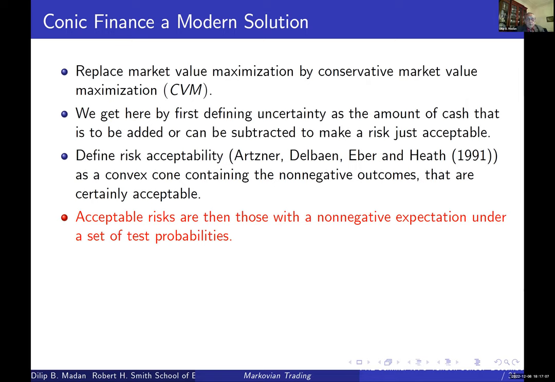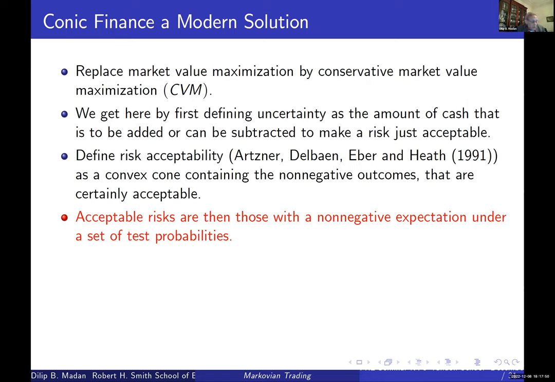And so now, of course, if your test probabilities just consist of one measure, and you say, if this expectation is positive, I'll do it, then that gives you a cone of acceptable risks, which is a half space, because it's just the upper half of a particular measure. And that's just the biggest convex cone you can have. And so that's just a very generous notion of acceptable risk, and one that is not appropriate. So at one extreme is the non-negative outcomes, which is too strict. At the other extreme is positive expectation under a single measure, which is too generous.